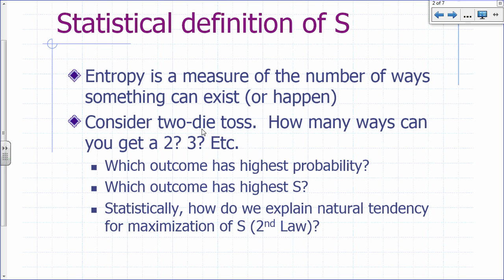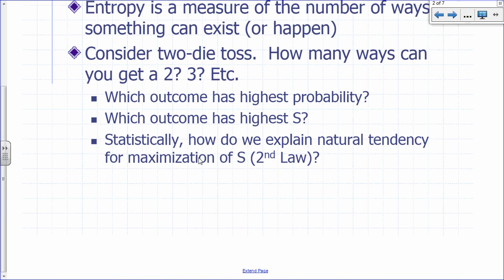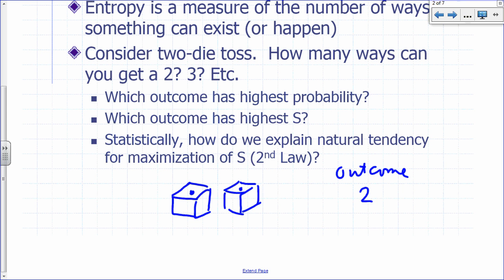So, entropy, statistically, you can define that as a measure of the number of ways that something can exist or happen. Okay. So, for example, let's consider a two-die toss. Let's say you have a pair of dice. And let's talk about the number of ways you can get a pair of snake eyes. How many ways can you get a two? One way. They both turn up one, right? So if your outcome is 2, the number of ways that can happen is 1.